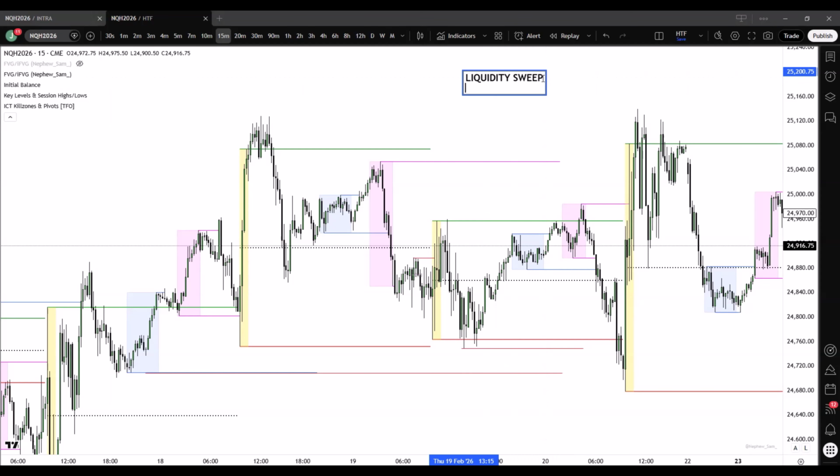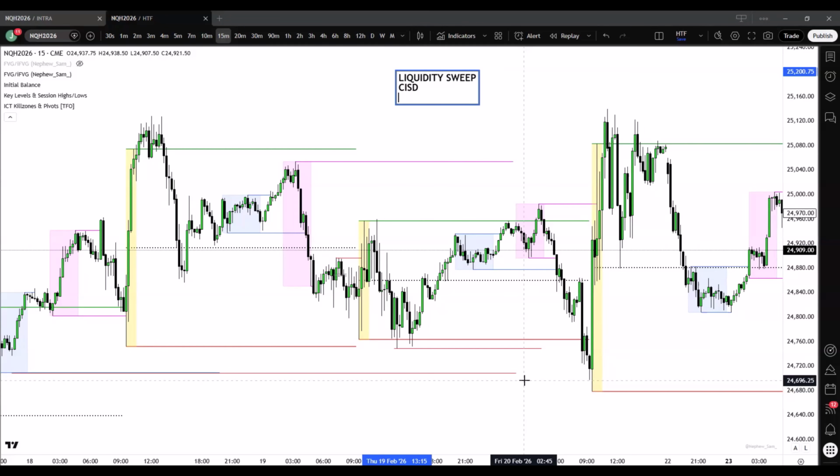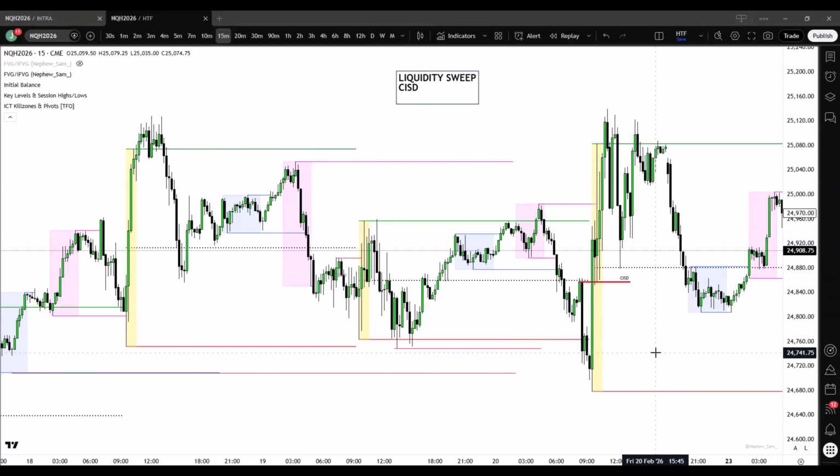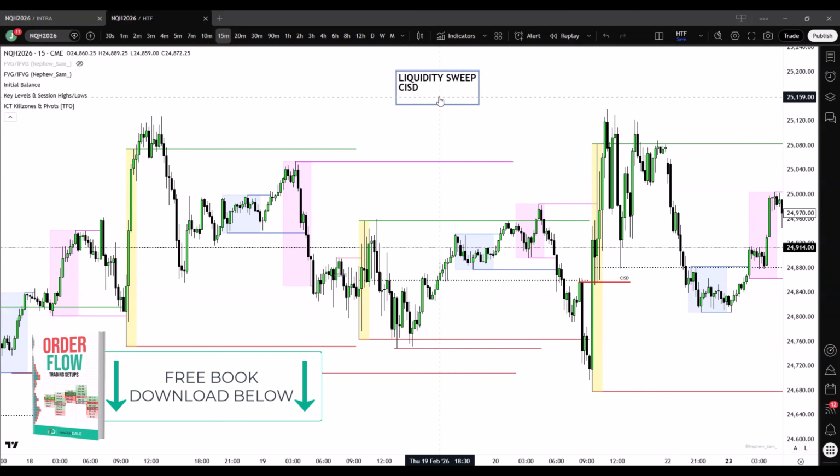Now we have to have a clear CASD, meaning we have to be able to identify where this move started. Clearly, where did this manipulation leg start? If we move back above and regain that area, it will be a change in order flow. In this case, that area is right here. We're going to mark that CASD, meaning if price regains this area, we will consider that a change of state of delivery. But first, we need a liquidity sweep.